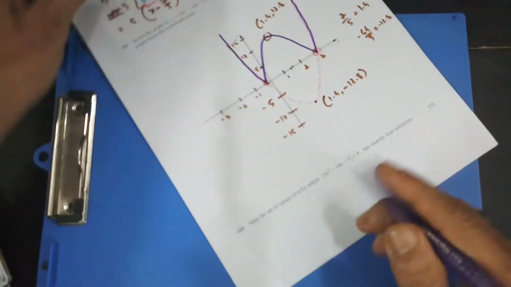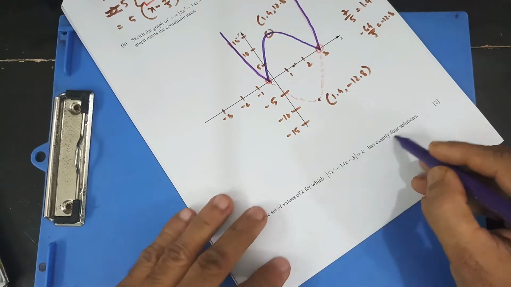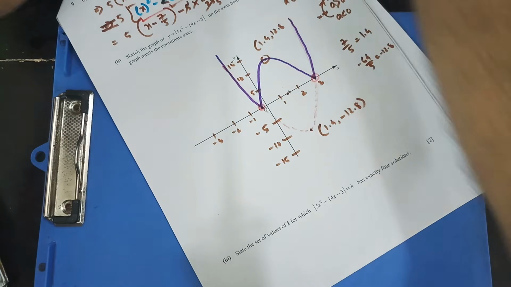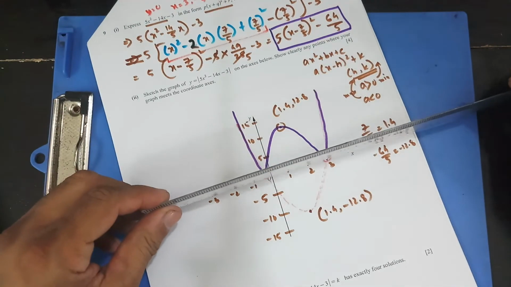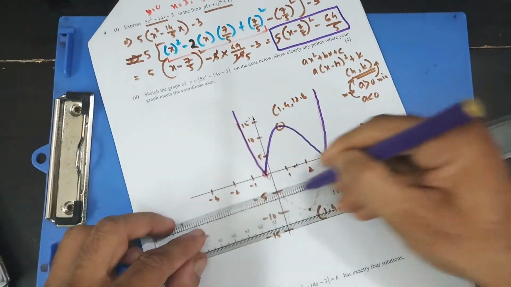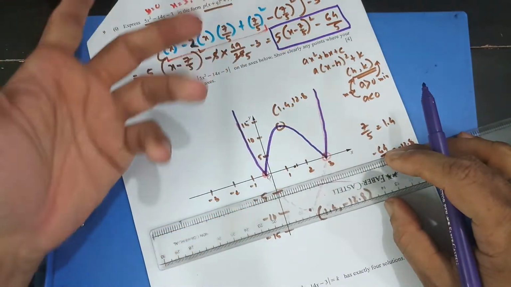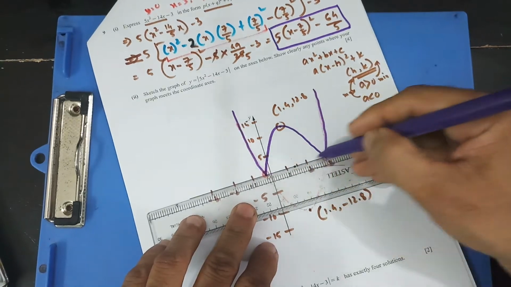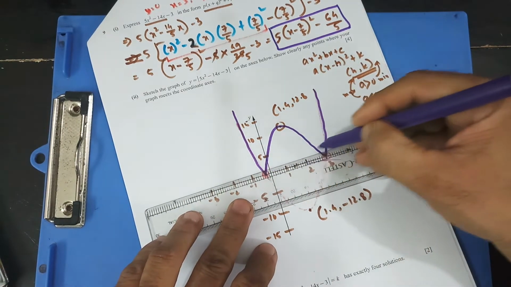Okay, so that's done. State the set of values of k for which this equation equal to k has exactly 4 solutions. Now I'm going to show you with this scale over here. If the line is over here on y, think about this. If the line is here, then it does not intersect with that, so 0 solutions. If it's on the x-axis, then there are 2 solutions. If you go over the x-axis, then 1, 2, 3, 4.